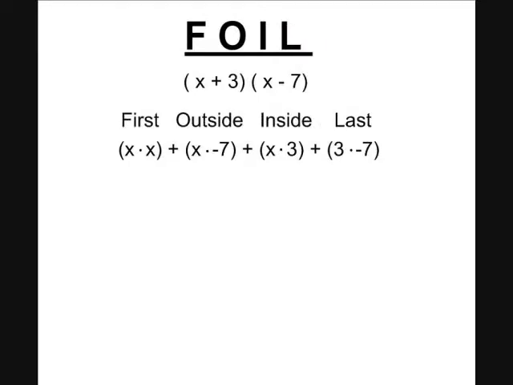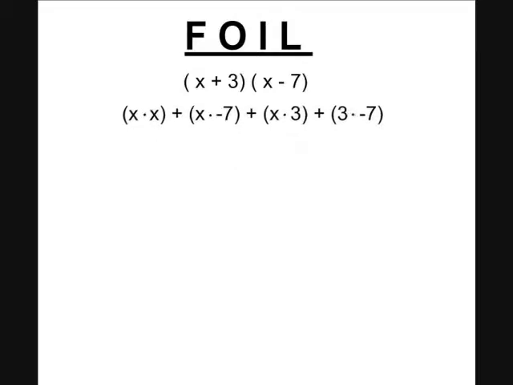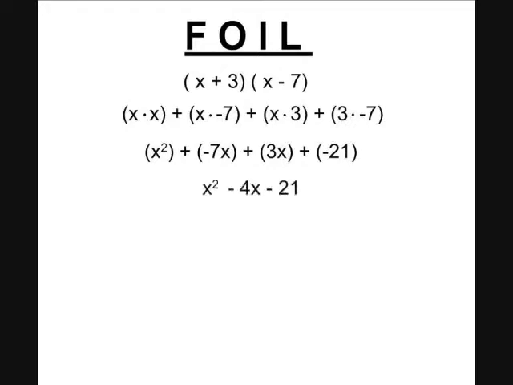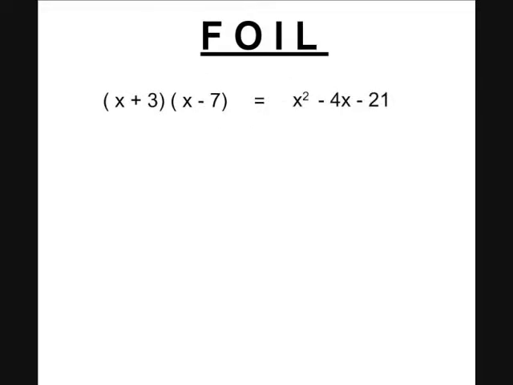Now we can take each of the quantities and simplify them. So we'll get x squared plus a negative 7x plus 3x plus 21. Wait, the last term is negative 21. And now we can combine like terms and write our equation in a more simplified manner. So we'll get x squared, and then we combine negative 7x plus 3x to get a negative 4x, so minus 4x. And then we take our plus negative 21 and just turn it into a minus 21.